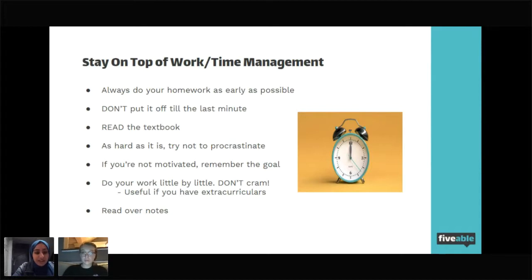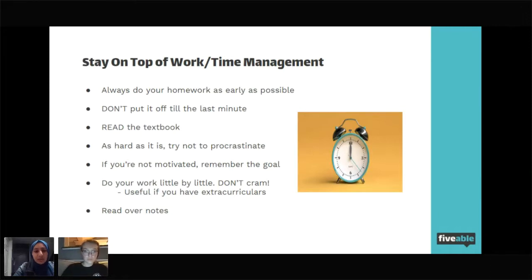And again, the next point, do your work little by little. So as I said, don't put it off to the last minute, spread it within the week. And this is useful if you do a sport or you have a club after school or something else, because if you have extracurriculars, you're not going to have as much time to dedicate to your homework and to your studying. So I would recommend doing it little by little.